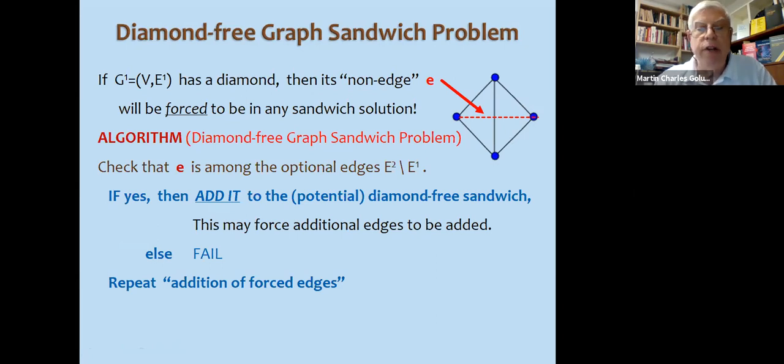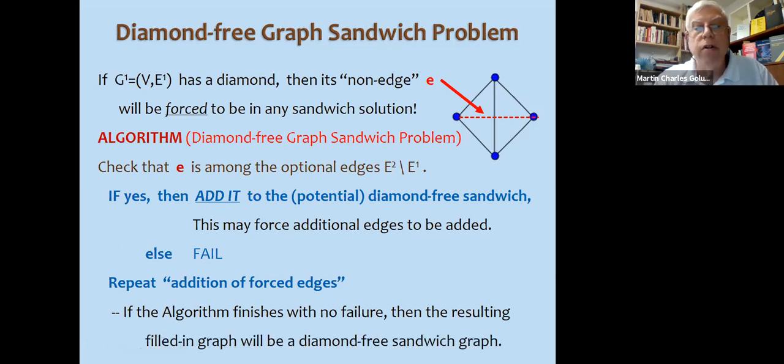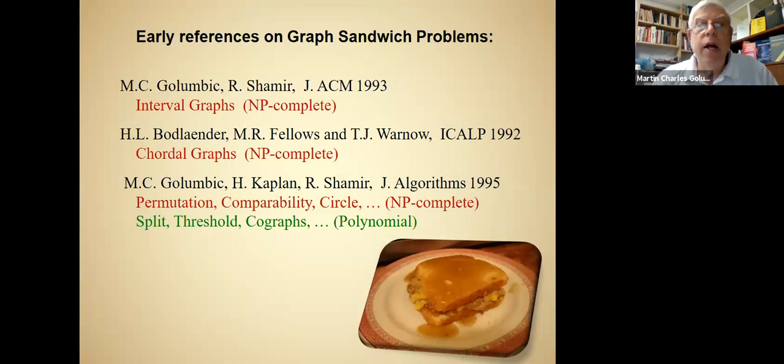Adding forced edges may create new diamonds. You continue this until there's either no more diamonds or you failed. Now, the early reference on graph sandwich problems are three papers. The first paper is actually the one in the middle.